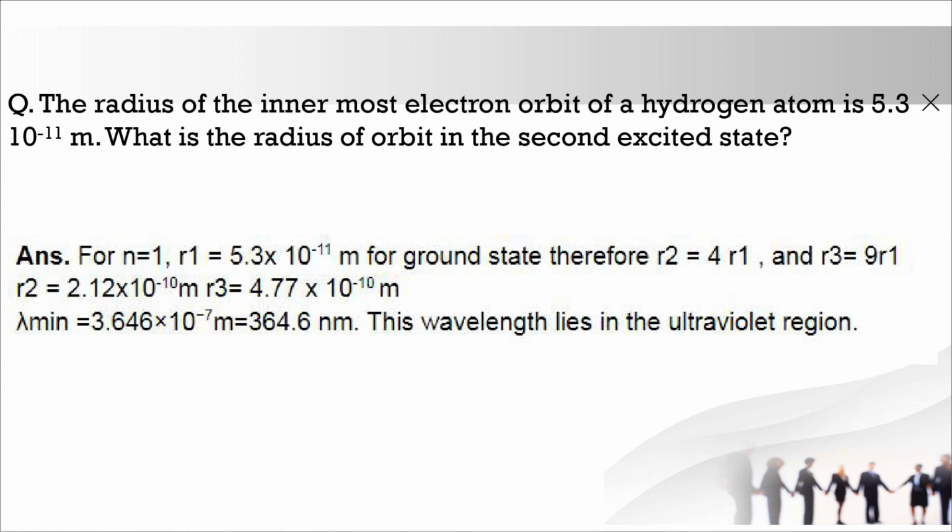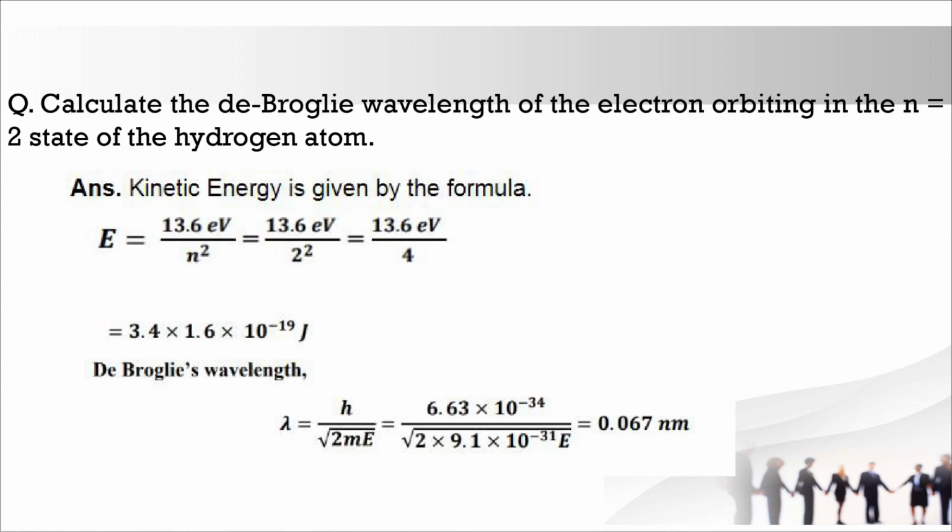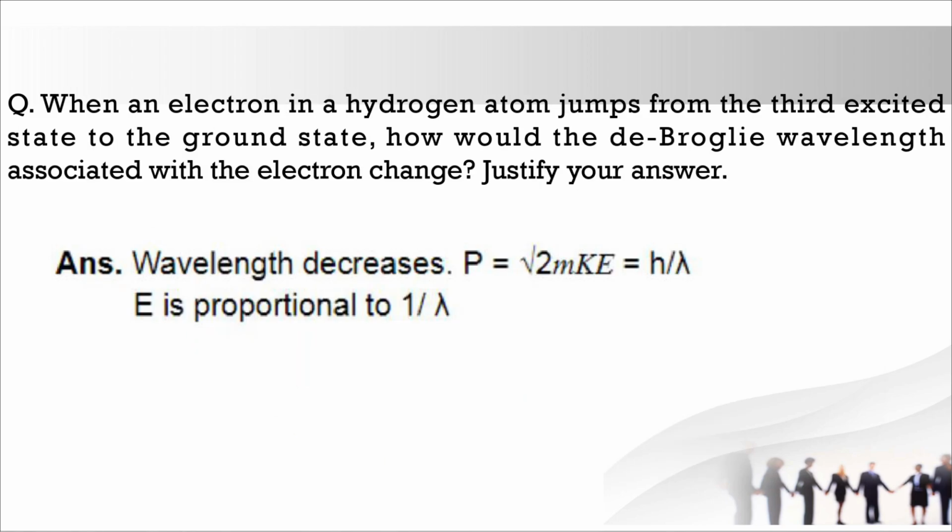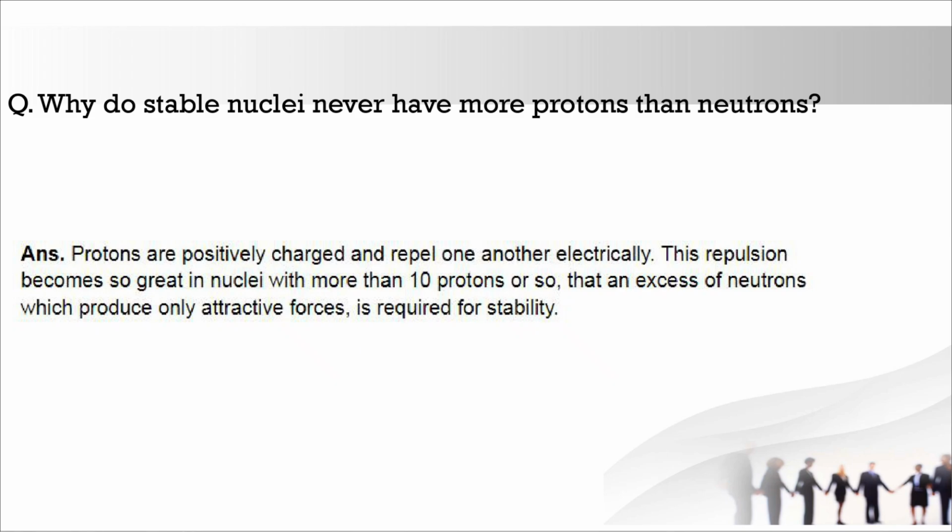What is the radius of the orbit in the second excited state? Calculate the de Broglie wavelength of an electron orbiting in the n = 2 state of a hydrogen atom. When an electron in a hydrogen atom jumps from the third excited state to the ground state, how would the de Broglie wavelength associated with the electron change? Justify your answer. Why do stable nuclei never have more protons than neutrons?